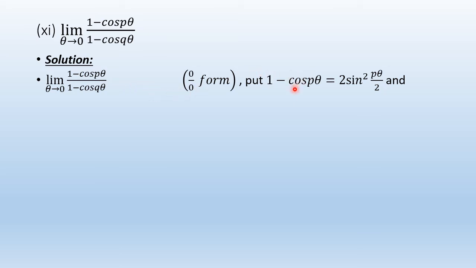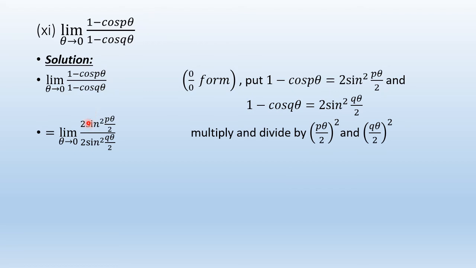We apply this result: 1 minus cos pθ is equal to 2 sin² pθ/2. We apply the half angle identity. 1 minus cos pθ equals 2 sin² pθ/2, and 1 minus cos qθ equals 2 sin² qθ/2. Make both these adjustments over here. Now this 2 and 2 got cancelled and we are left with sin² pθ/2 and sin² qθ/2.